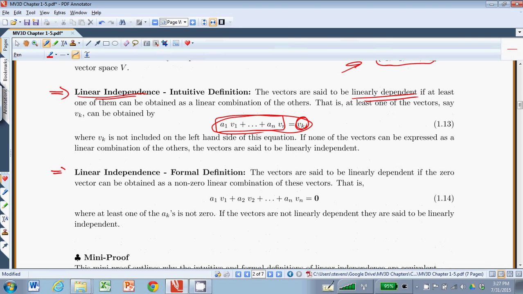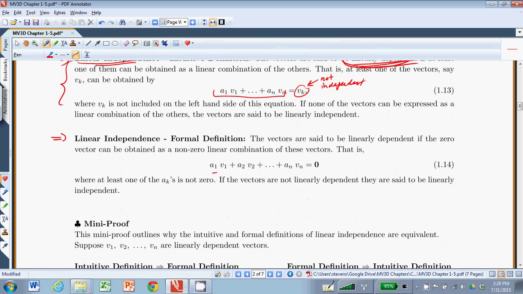The formal definition, and so this intuitive definition should make a little more sense. It means that one of them is already sort of included as a linear combination of the others. So there's one that's not really independent. And so this set of vectors are called linearly dependent in that case. The formal definition means that you can obtain the zero vector as a linear combination of those vectors. And specifically, you can do this where at least one of these a's, and there could be more in there, is not zero. That is, you can take a non-zero linear combination, meaning that one of these has to be non-zero, and I can hit the zero vector.